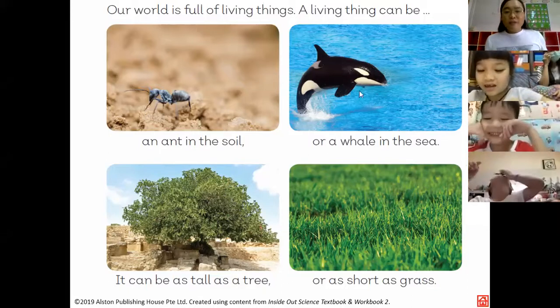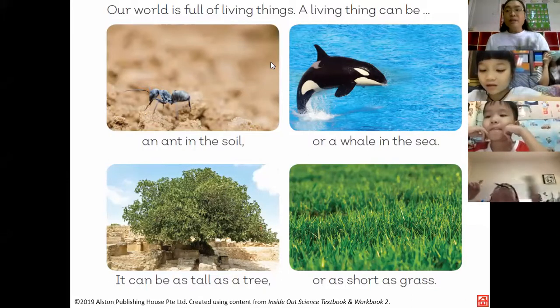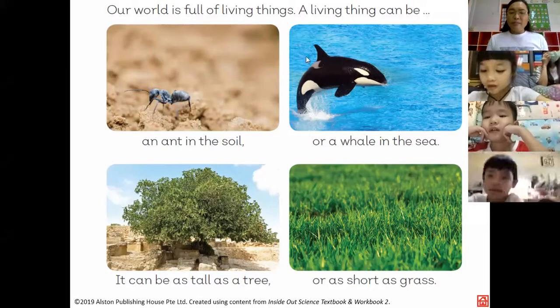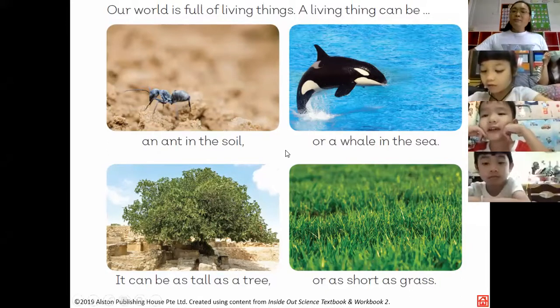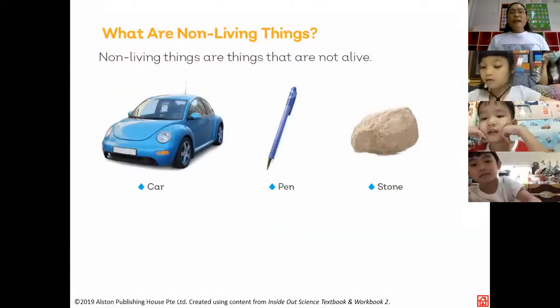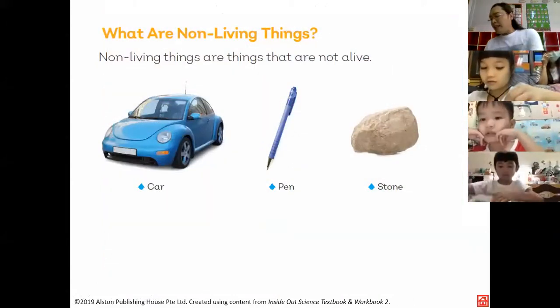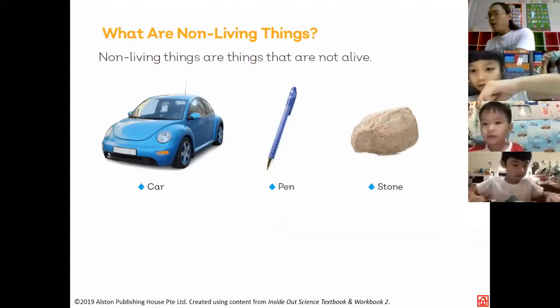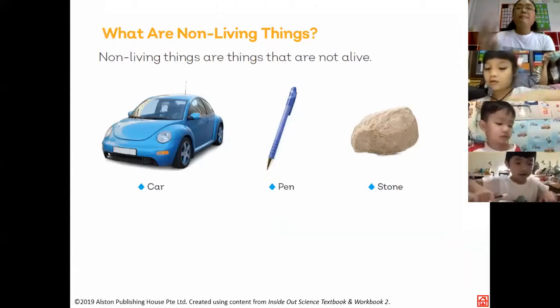All right, so these four are examples of living things. Okay, don't forget. Now, turn your book to page number 3. Oh no, number 4. Page number 4.